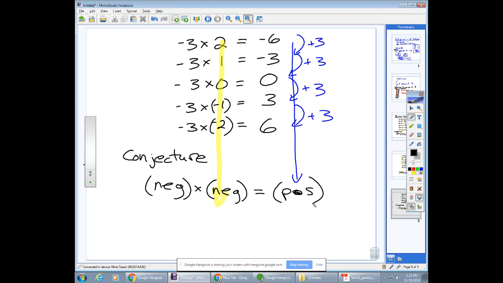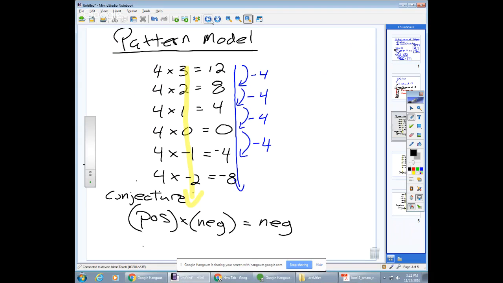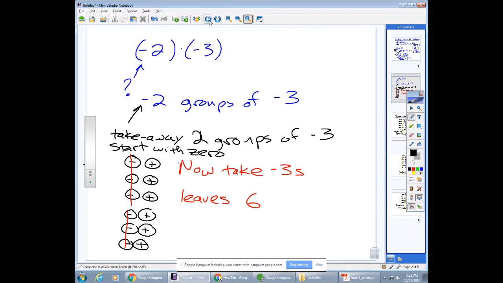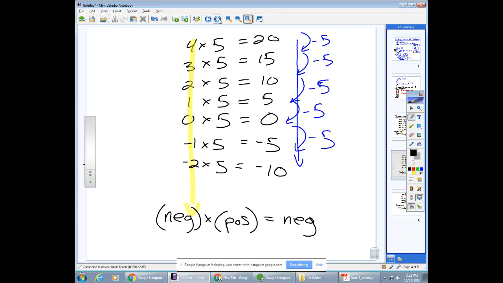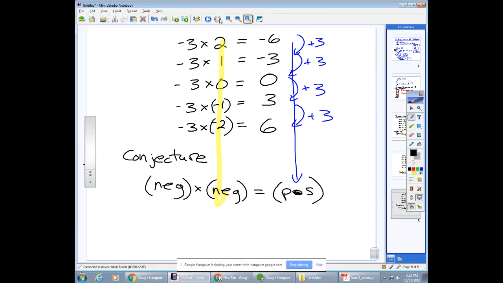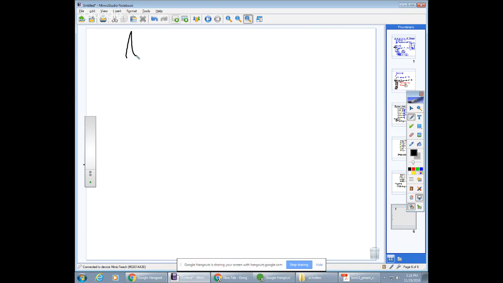Right? So we can show it with patterns. That also works with what we played with before, when starting with nothing, we take away two groups of -3. That also gave us a positive answer. Okay, so we have a bunch of evidence leading to this. And so what these different rules are, the negative times a positive is a negative, and the negative times a negative is a positive. It doesn't matter how big or small the numbers are, this is just a set of rules we apply. And a set of rules is called an algorithm. So what we've just done is we've developed an algorithm for multiplying integers.